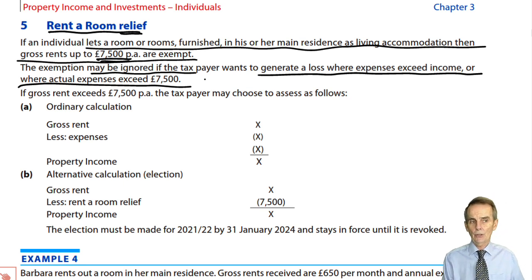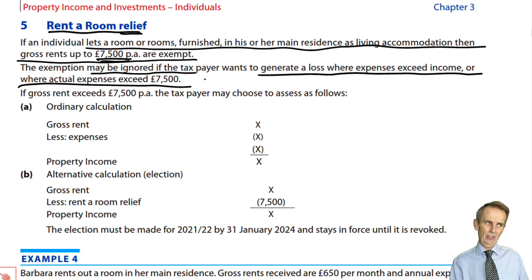And if, of course, your actual expenses exceeded 7,500, it's probably unlikely that that would be the case, but the examiners can write what they want. But if your actual expenses were more than 7,500, what would you rather reduce your income by?